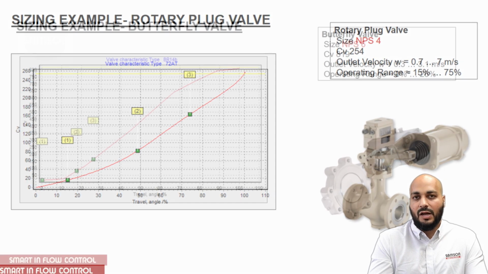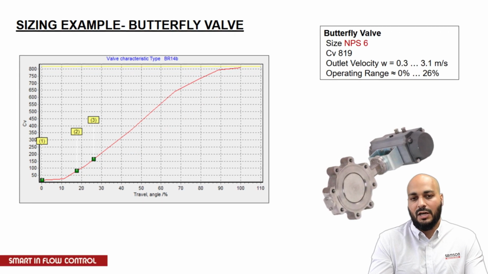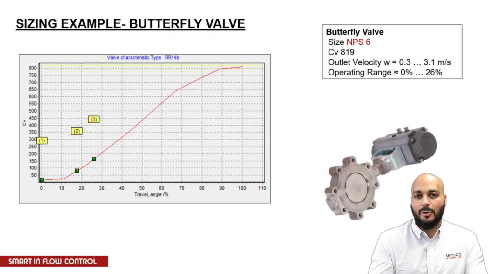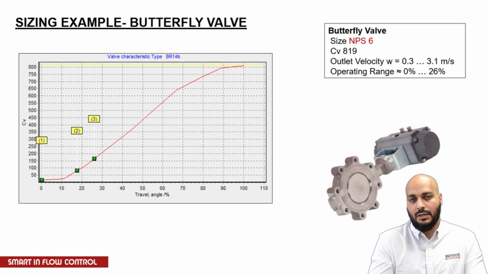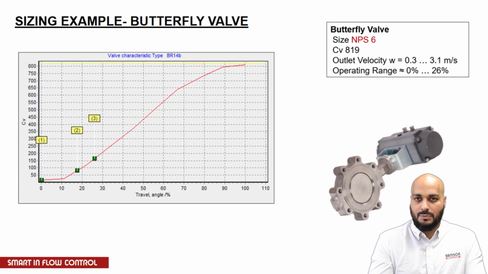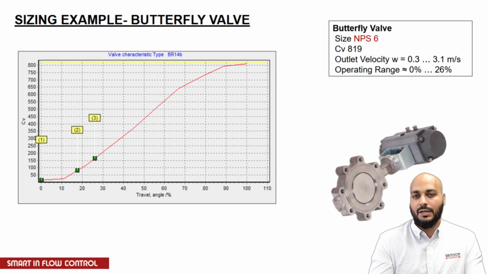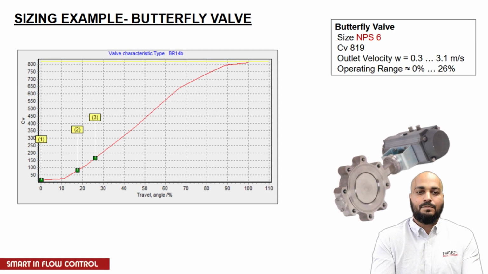And lastly, a butterfly valve also sized up to be a 6-inch valve with a CV of 819, with an operating range from 0 to 26%, so you're pretty much not even controlling at this point. The disc is barely cracked open, and it is not ideal for a control application.